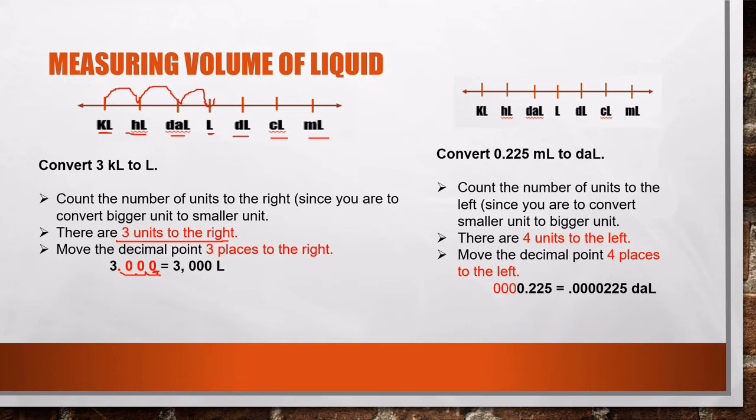Next, number 2. Convert 0.225 ml or milliliters to decaliter. So, the given unit is ml. So, mag-start ka sa ml or sa milliliter. Then, count the number of units until you reach the desired unit, which is decaliter. So, 1, 2, 3, 4. So, there are 4 units to the left. Okay? Then, move the decimal point 4 places to the left.